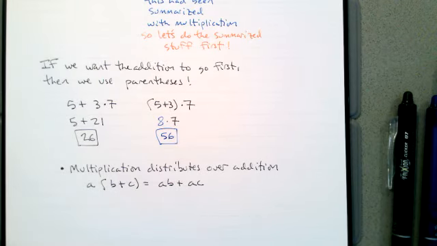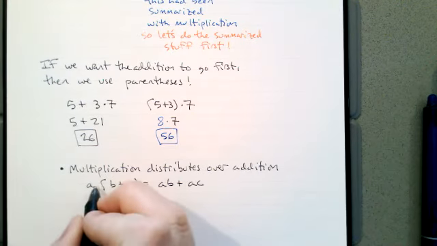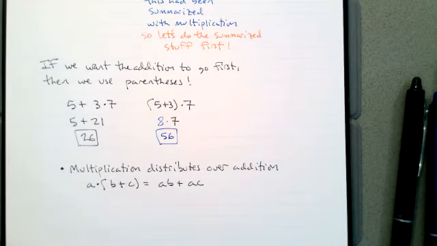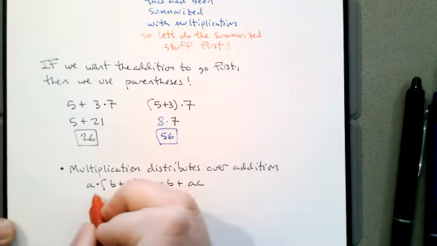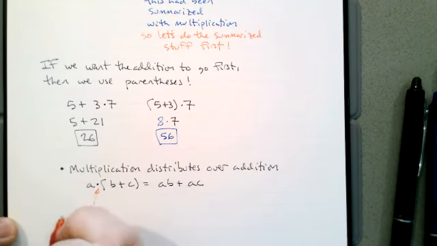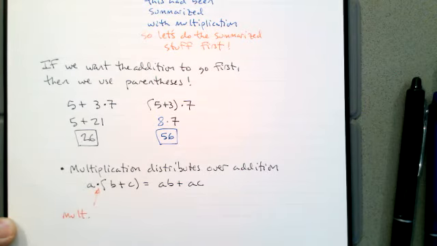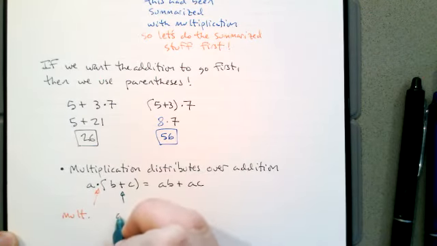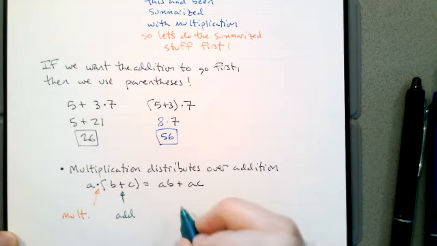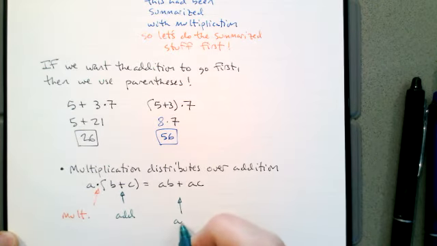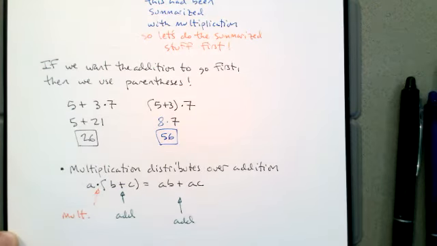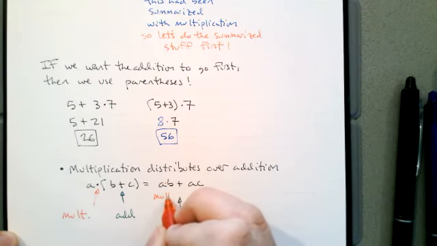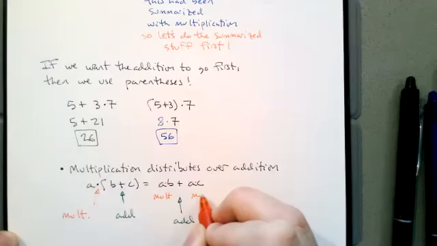This only works because we're saying A times (B plus C). This is multiplication distributing over addition. So that means I can do the multiplication, and I have multiplication here and multiplication here.